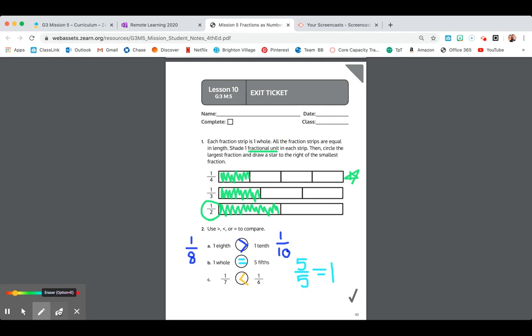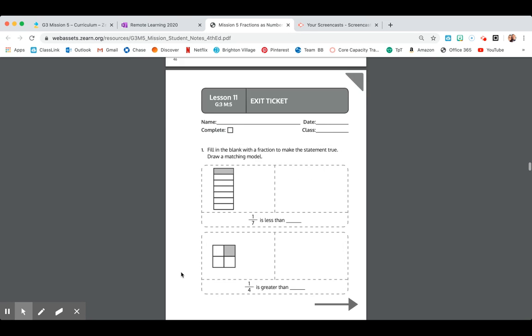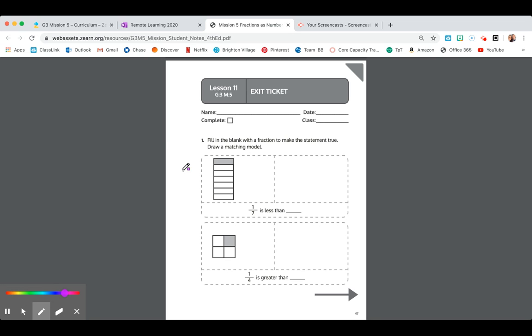Let's move on to exit ticket 11. Fill in the blank with the fraction to make the statement true. Draw a matching model. 1/7 is less than, well, let's use the example we just did before. 1/6. Okay, here is 1, 2, 3, 4, 5, 6, 7 equal pieces, and 1 has been shaded. So my model will look like this other model except in size, except my pieces, there will be 6 of them. Okay, 6 pieces, and we're going to shade in one of them.